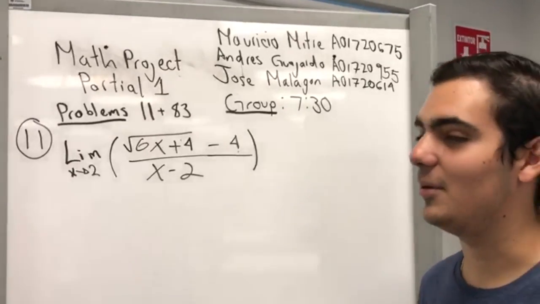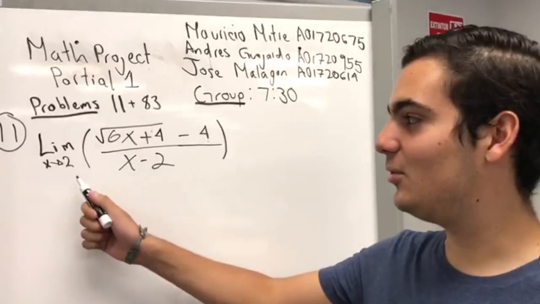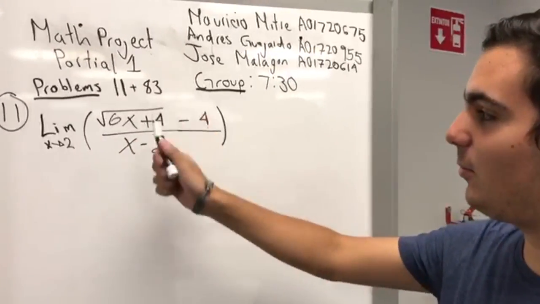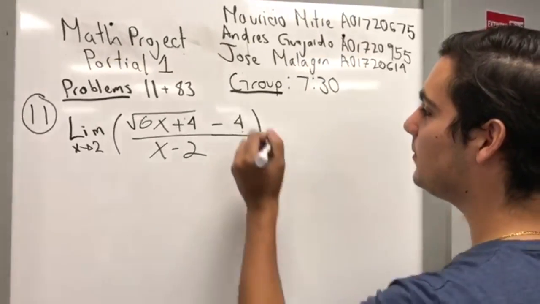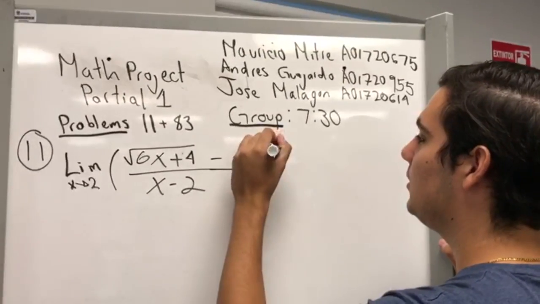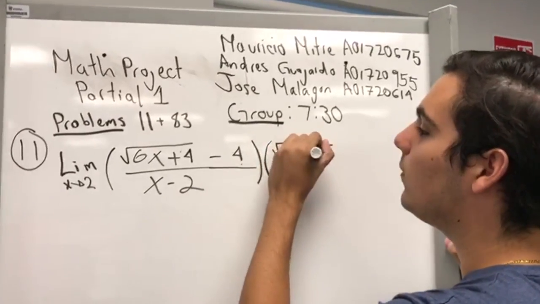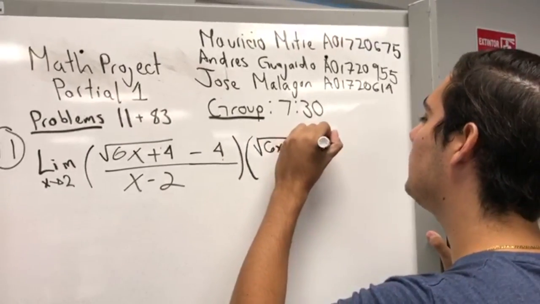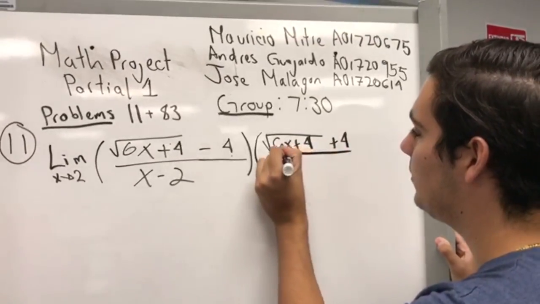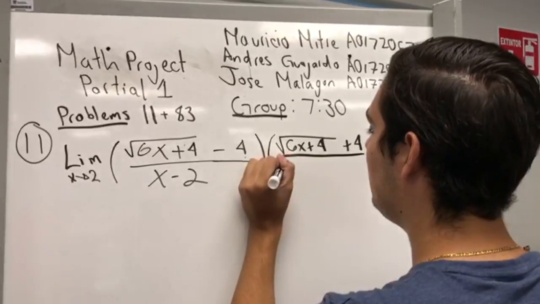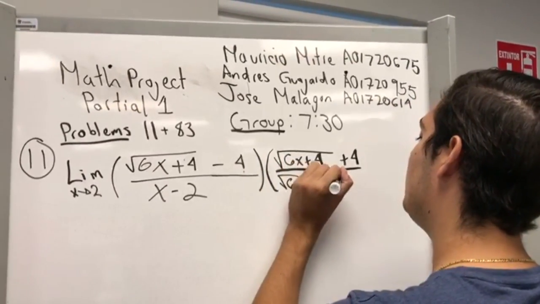This is our first problem, and I'm going to solve it algebraically. The limit as x tends to 2. This is our problem, and first we have to multiply everything by the reciprocal, which is the square root of 6x plus 4 plus 4 over the square root of 6x plus 4 plus 4.